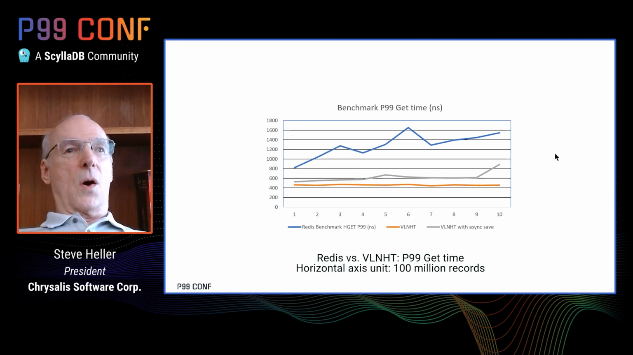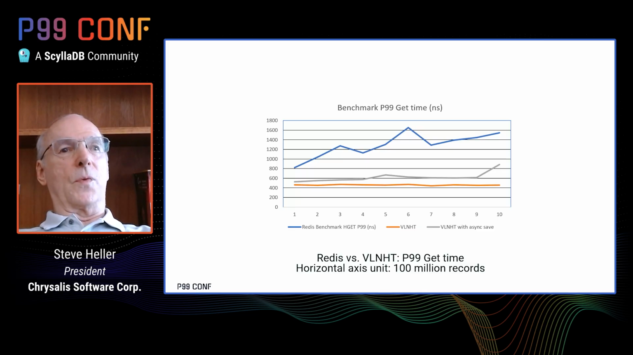P99 tails are even better. With synchronous persistence, VLNHT holds steady at 450 nanoseconds, over 3 times the speed of Redis at 1.5 microseconds, highlighting cache miss amplification in chains. With asynchronous persistence, there is again a penalty of about 200 nanoseconds up to 900 million records, and a spike at 1 billion, which is probably due to rehashing at that point. However, even during an asynchronous save, the 99th percentile speed is between 1.5 and 2 times as fast as Redis.